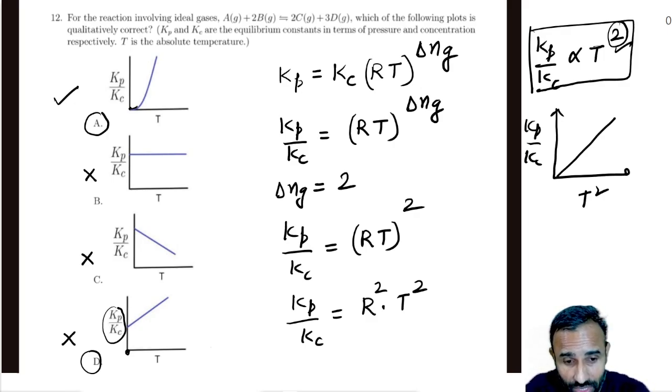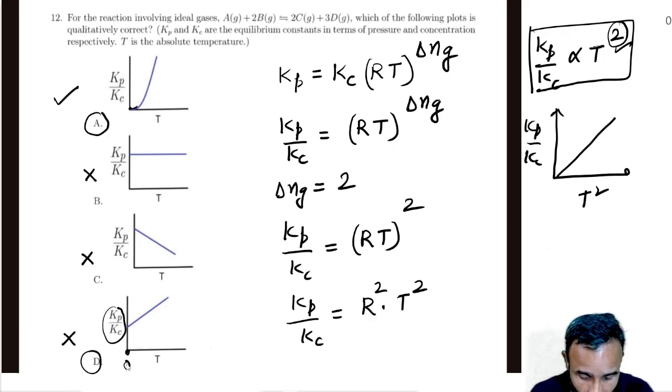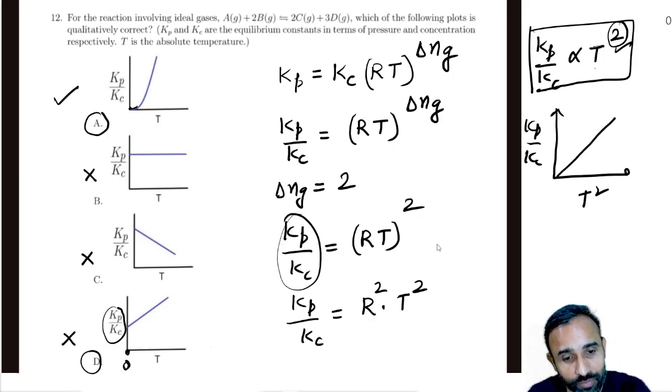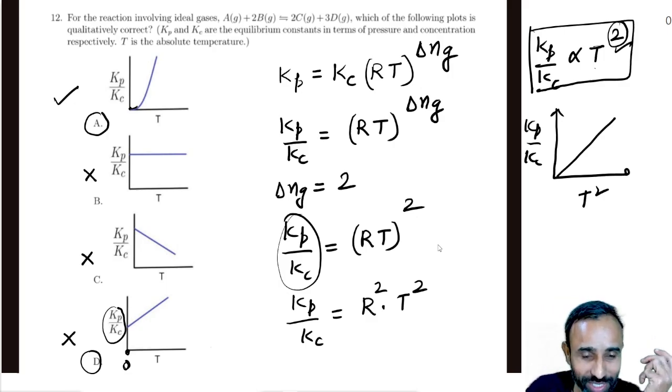But in D, when temperature is 0, Kp Kc has a finite value. So you know, when temperature is 0, obviously Kp Kc is also 0. So D is rejected. So we can't think about it further, A is the only option left.